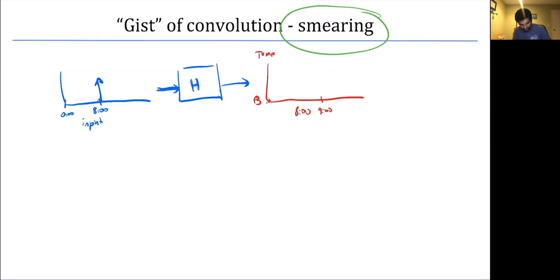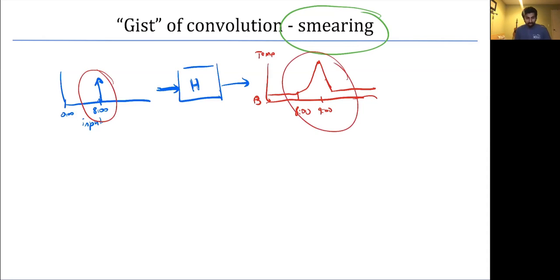Oops. So 8 a.m. I flip the switch, temperature gradually increases, and then it kind of drops. Maybe I open the window or whatever, but that's what the heater does. Okay. So now the input to the system was a spike, but the output of the system was this kind of ramp function that kind of decays, right? So what this is actually is a smearing of the spike. Okay. So this is one example, the heater.